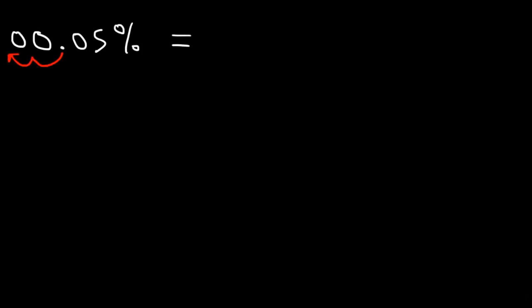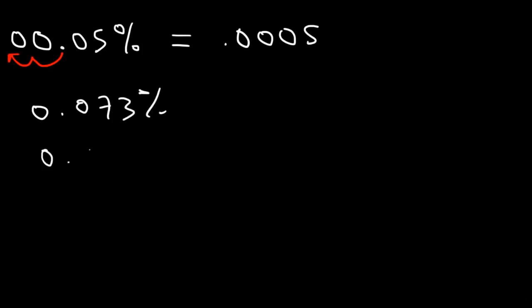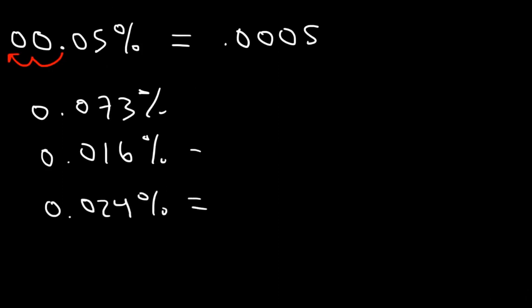So let's proceed to our discussion. If we move it 2 spaces to the left, we need to add a 0. So there's going to be 3 zeros before the 5, so it's 0.005. Now try these. 0.073%, 0.016%, and 0.024% for the sake of practice.